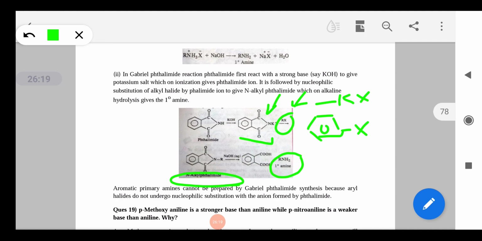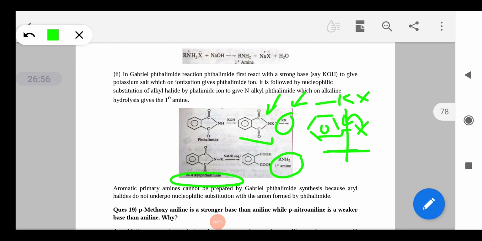If you use aryl halide instead of RX, the attack of the aryl halide on the thalimide anion cannot happen, because this aryl halide undergoes resonance. Due to the resonance, double bond character comes in, which is difficult to break. So the benzene cannot attack on the thalimide anion to form the aromatic amine. So it's a simple case.